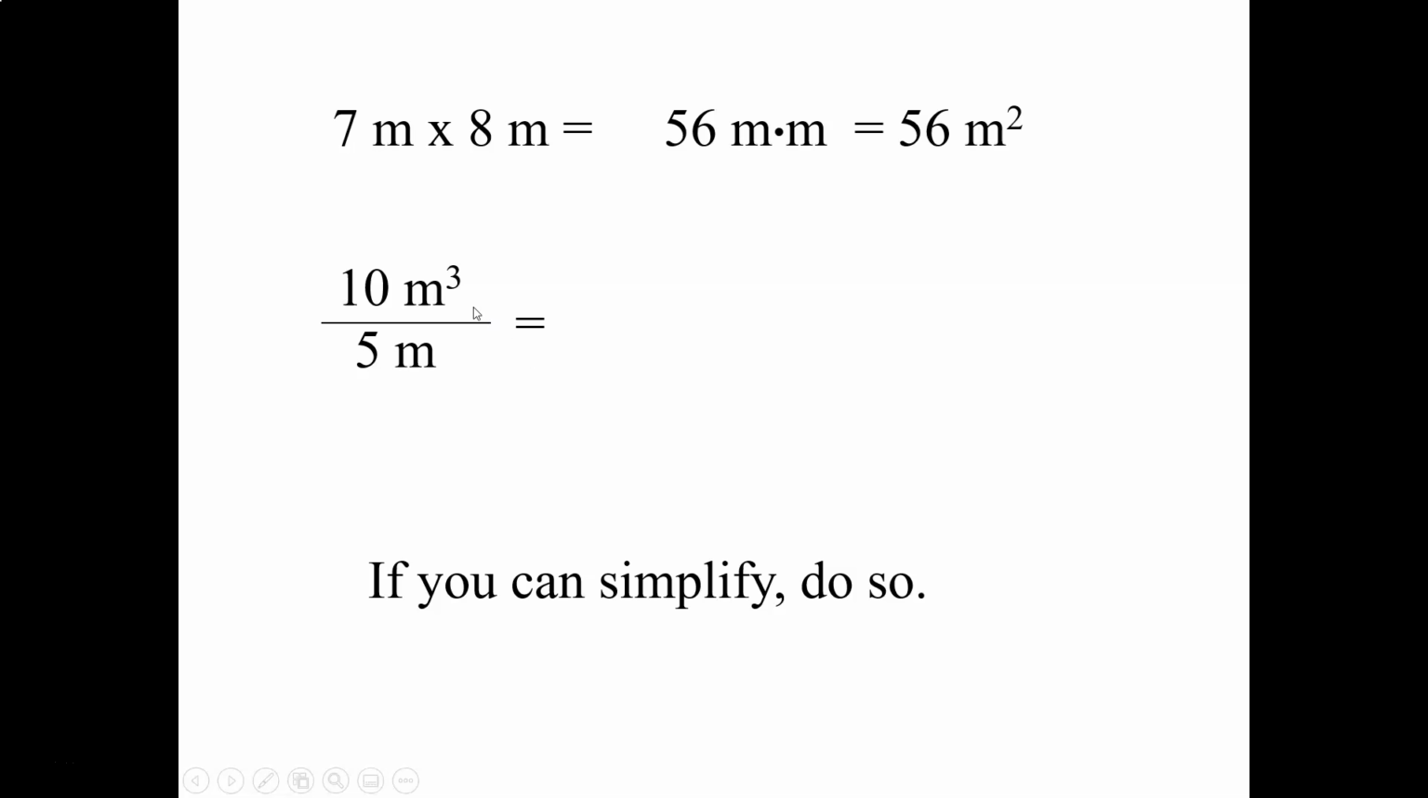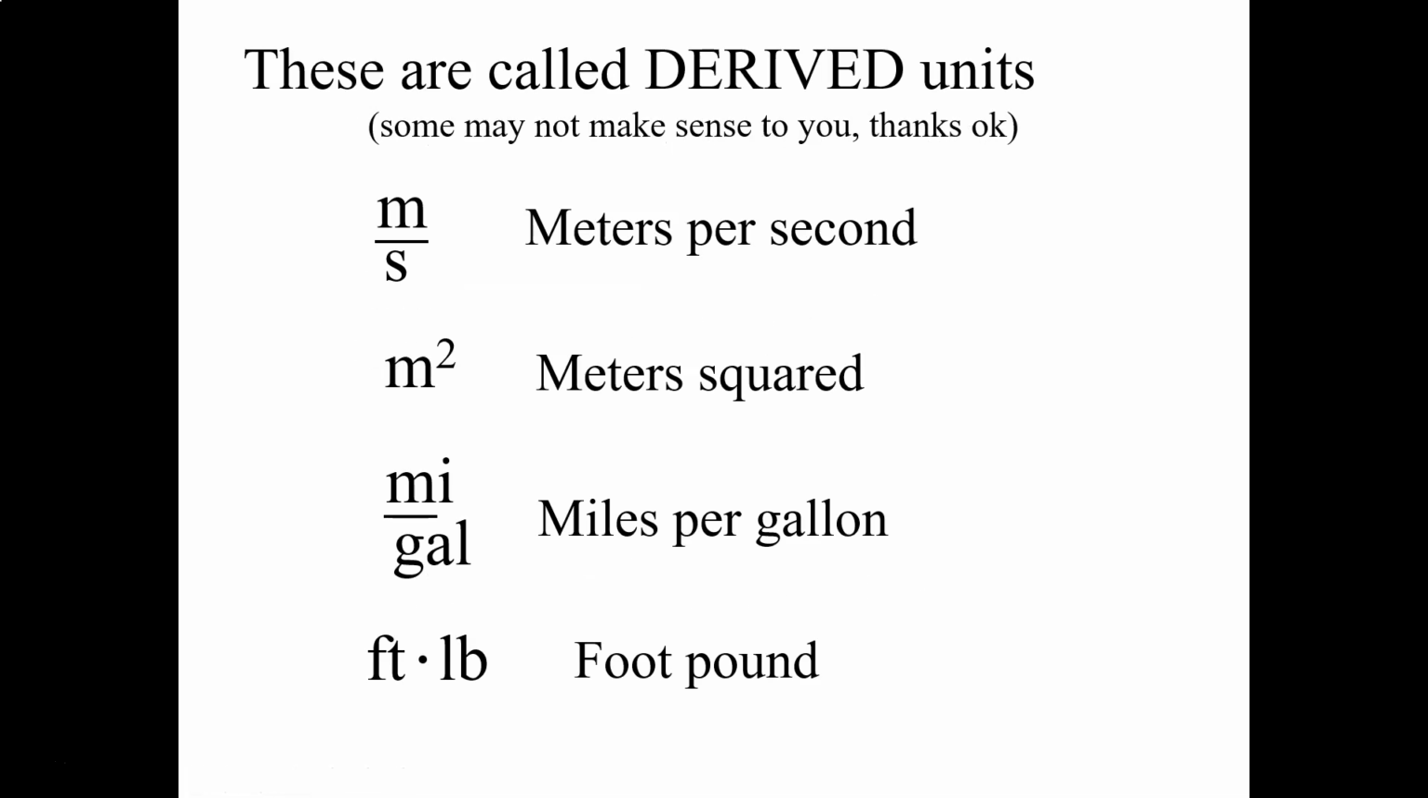If I have 10 meters cubed and I divide by 5 meters, I'm going to divide the numbers and get 2. And then I'm going to have meters cubed over meters. One meter is going to cancel out up top, so I'm just going to have meters squared. Just like if you had x cubed over x, you would reduce that to x squared.